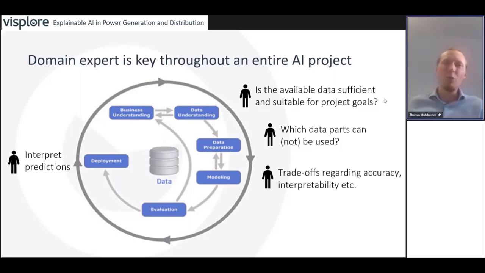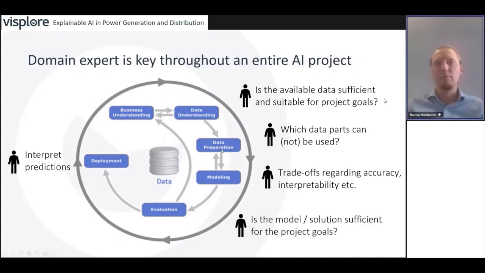During the modeling, only humans know the application context of the models and can make the right trade-offs between maximal accuracy or a simpler model that can be interpreted. And during evaluation, humans need to assess if the solution is already good enough. For all of these things, humans need to be in the loop. Domain expertise is necessary and actually key for the success of the project.